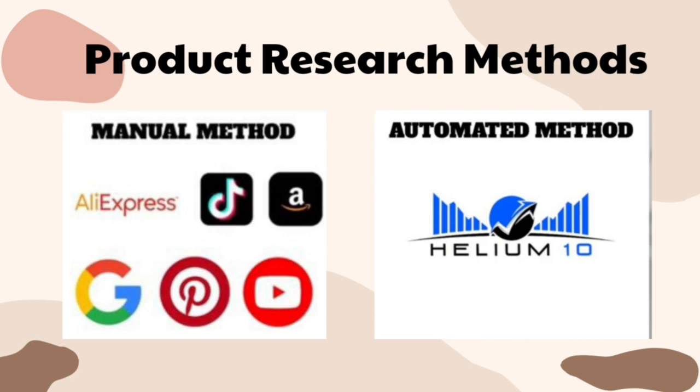We can do our product research using the two methods. First is the manual method. We can use AliExpress, Alibaba, TikTok, Amazon, Google, Pinterest, and YouTube. And the second one is the automated method using Helium 10.